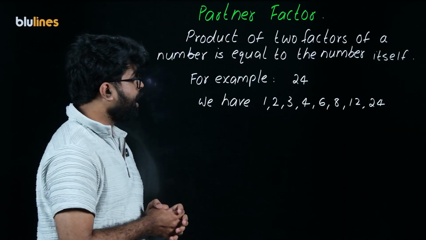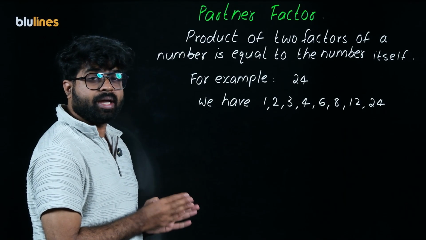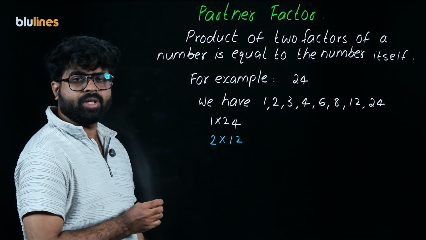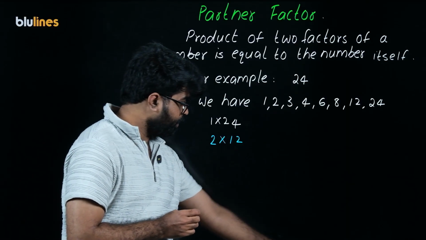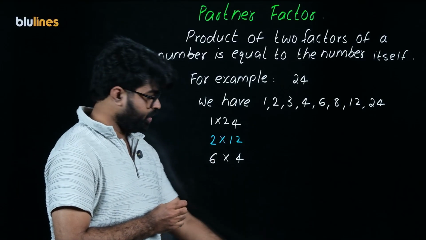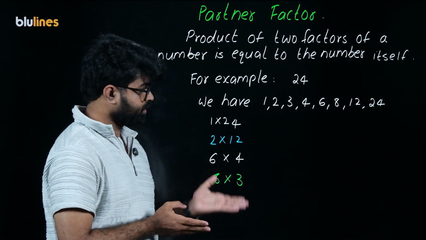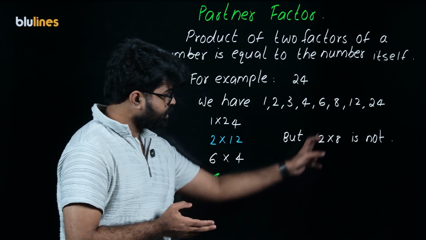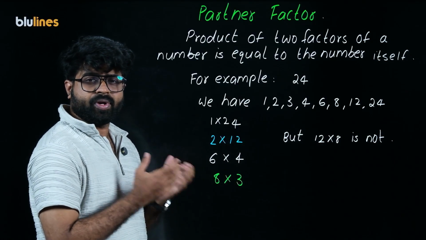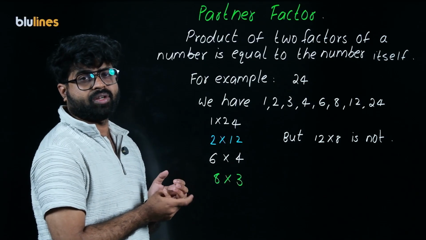The definition of a partner factor is that the product of two factors of a particular number is that number itself. If I multiply 1 with 24, we have 24, so 1 and 24 are partner factors. Similarly, 2 with 12 gives 24, 6 with 4 gives 24, and 8 with 3 gives 24. Now, are 12 and 8 partner factors? No. 12 and 8 are obviously factors, but if we multiply 12 with 8, it's not equal to 24, so it's not a partner factor.